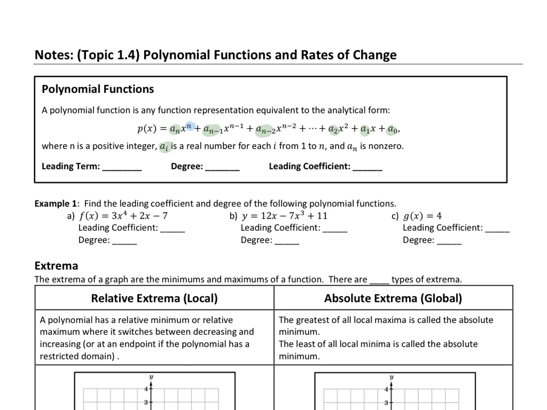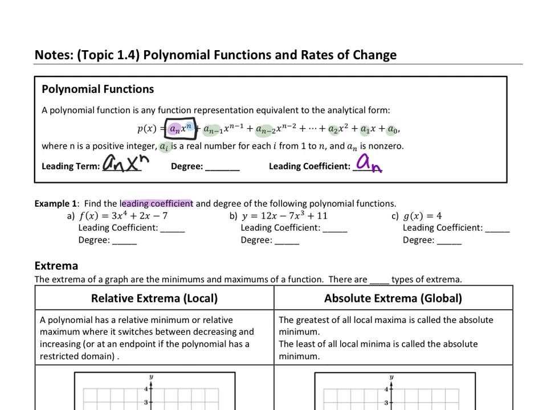It says in example 1, find the leading coefficient. What is a leading coefficient? Do we remember that one from Algebra 2? The first one. Okay, it's the first one when written in standard form, but really your leading coefficient is a sub n, meaning it is the very first coefficient when written in standard form, or the coefficient of the leading term. The leading term is the term a sub n times x to the n power, your biggest power. So the term with the biggest power, the leading coefficient, is in front of it.